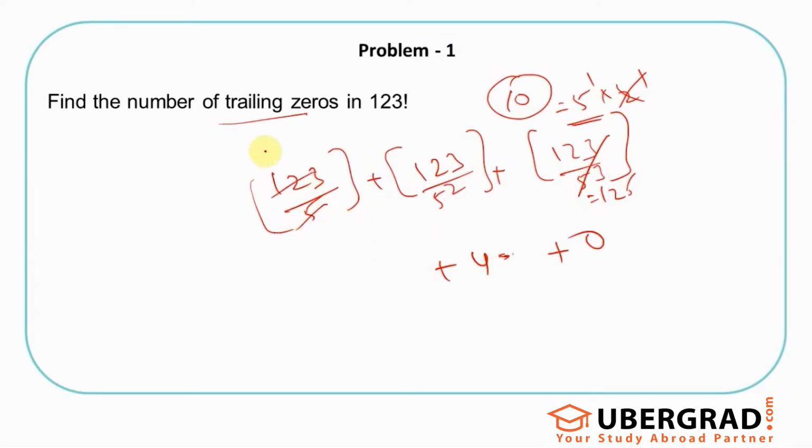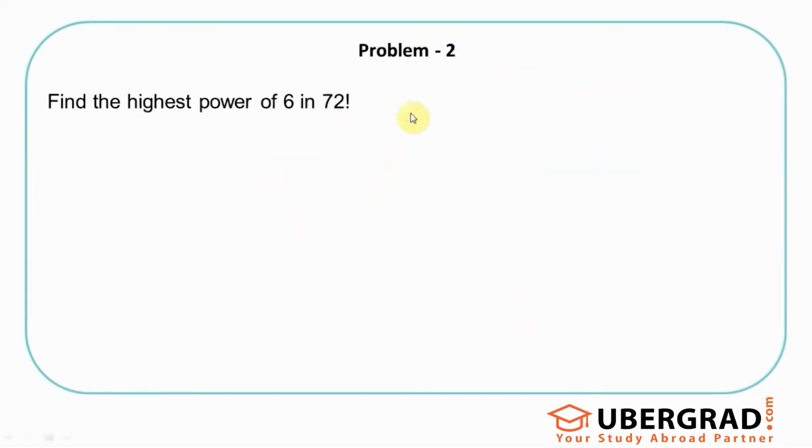5 24s are 120, so I have 24 point something. So I'm rounding it off to an integer. 28 is 24 plus 4 plus 0. 28 is the number of trailing zeros for 123 factorial.